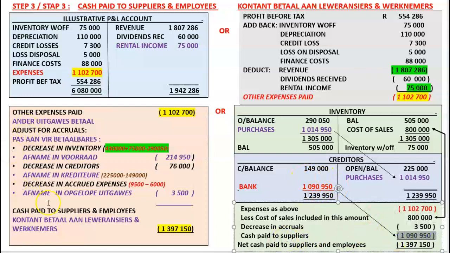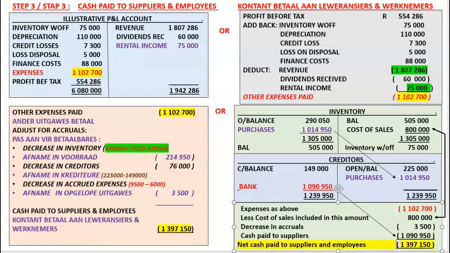The only other thing that actually stayed behind here is accrued expenses, and that has an impact on expenses, so we must still take the accrued expenses into account, and that is that figure there. So once I've done all these adjustments, I'm going to arrive at that figure there, which is net cash paid to suppliers and employees, and it's exactly the same figure as this one.